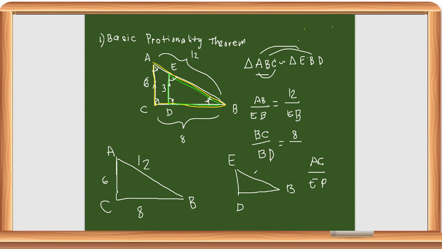Okay, dito, hindi natin alam. Hindi rin natin alam to. Pero ito alam natin, 3. Okay, so BD, aalamin pa natin. And then lastly, AC is 6. And ED is 3. Okay. Ito, meron siyang parehas na may given.